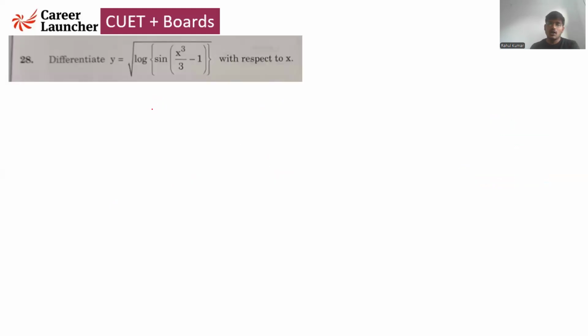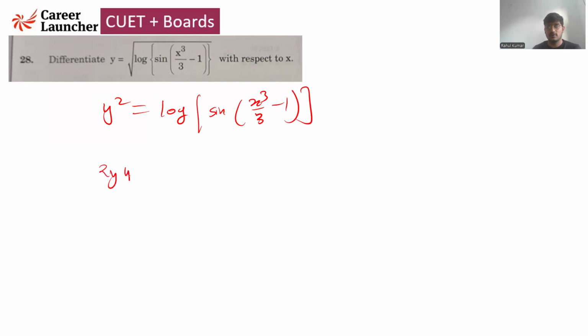You need to differentiate this. Now you have two choices. Either you can differentiate it directly, or you can just square both sides. Log sine x cubed by 3 minus 1. Now you can differentiate. So on the left hand side, you will get 2y y1. And here you will get 1 upon sine x cubed by 3 minus 1.